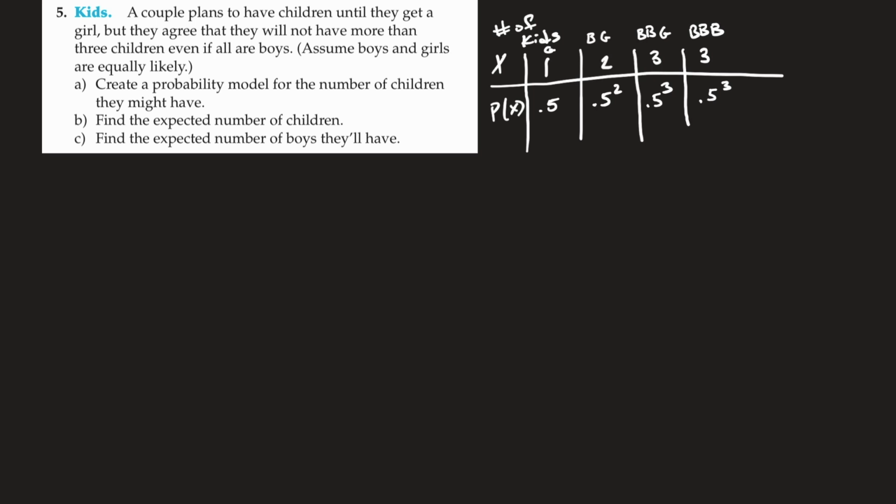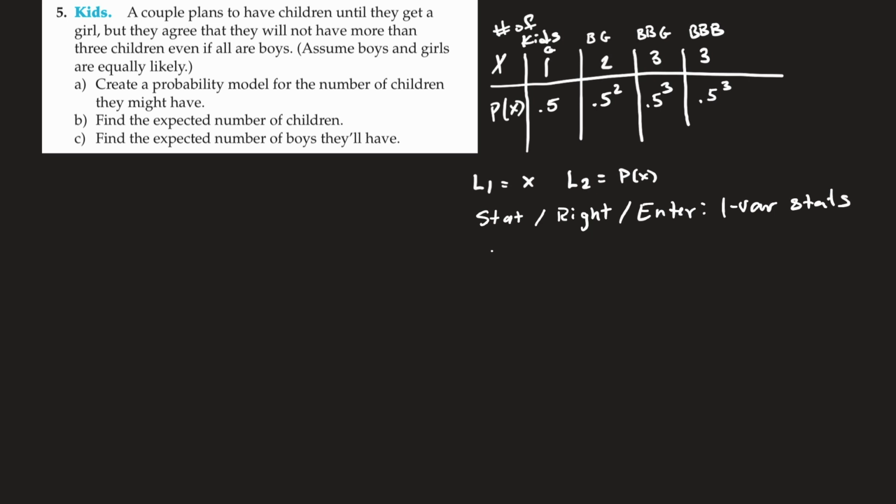It says find the expected number of children, right? Well, we can do that. Another way to do this, I know that we did it by hand in question 3. If you want to try this, in L1 I'm going to put all of my X values. In L2, we're going to put all of my probability values, right? And then let me give you the keystrokes. It would be stat, then right, and then enter. That gives you one variable stats.